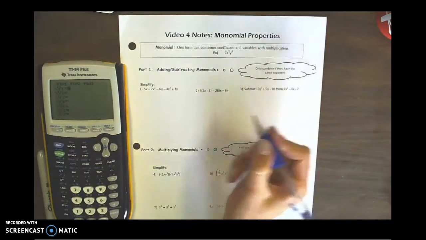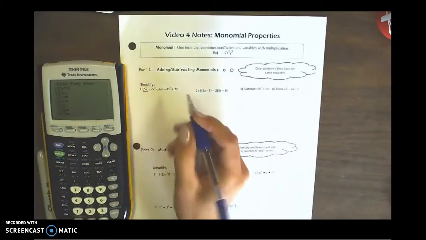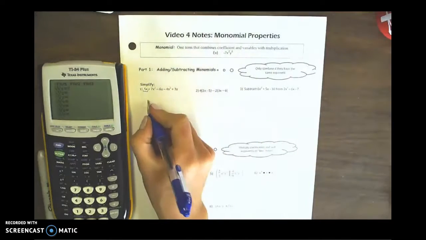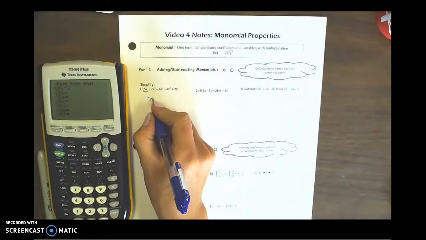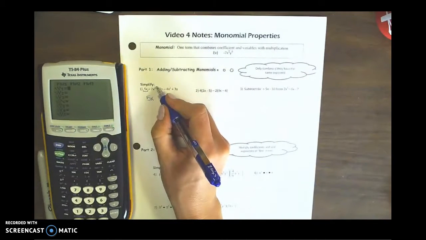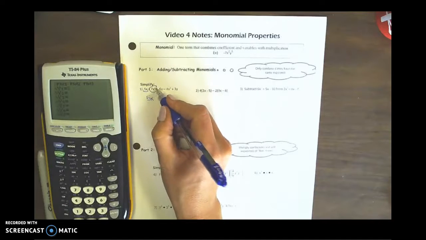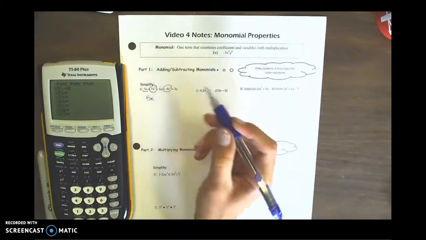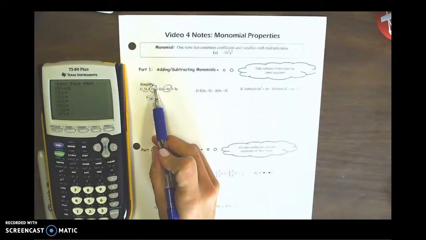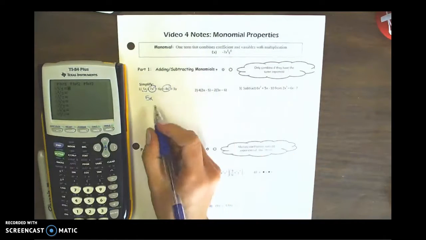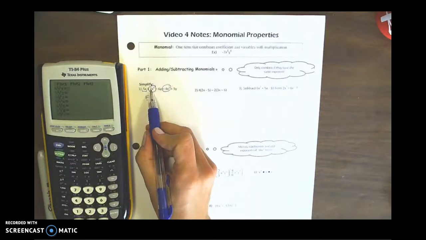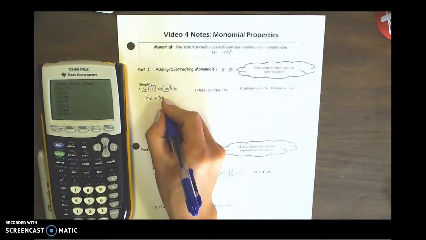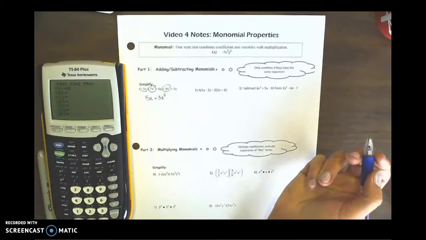So if I take a look here, I'm starting with 5x. Now, if I look carefully, is there another x to the first power? Nope, so that does not combine with anything. So 5x. Next, I have 7x squared. And there's another x squared right here. So I can combine these because they have the same variable and the same power. Now, when I add them, I add the coefficient. So 7 plus a negative 4 gives me a positive 3, and the exponent and the power stays the same.